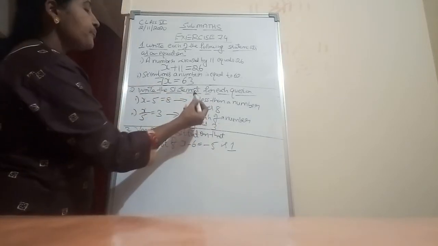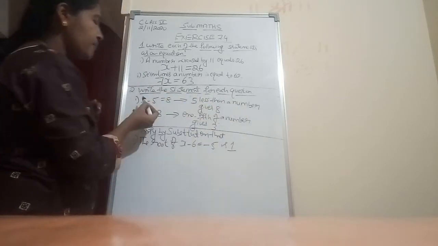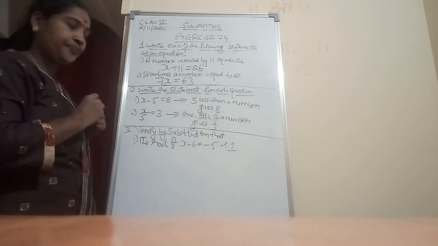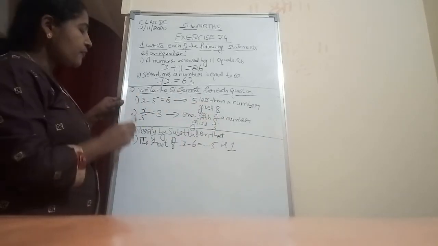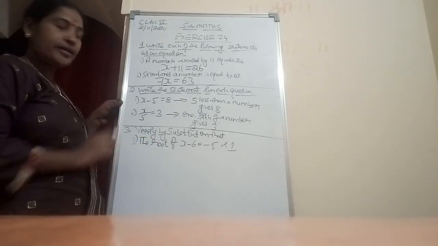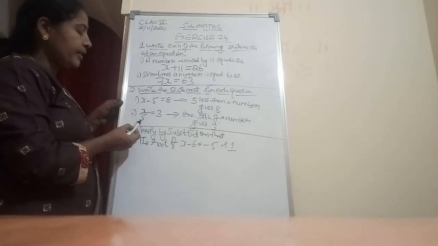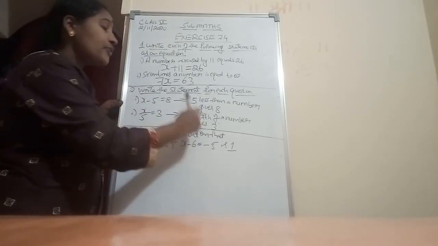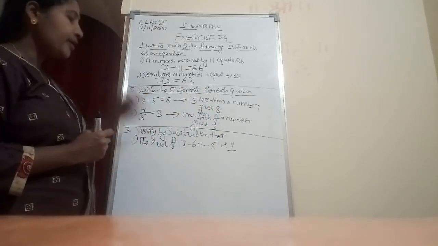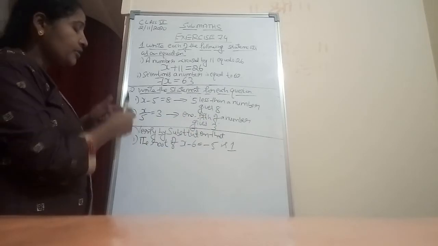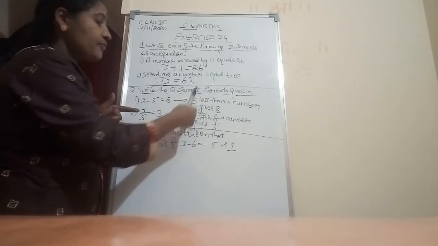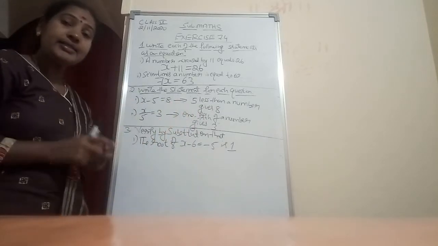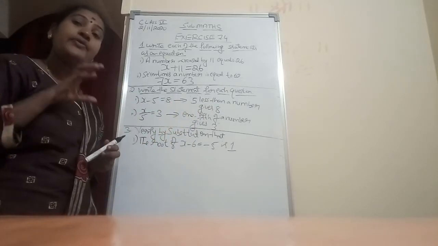I have written the answer: 5 less than a number, that is x, gives 8. Gives means after the equal sign we write 8. Another question I have written: x by 5 is equal to 3. Children, x is the number, in the denominator 5 will be there, numerator x will be there, and after the equal sign 3 will be there. 1/5 of a number gives 3. In this way we write the statement for the given equation.